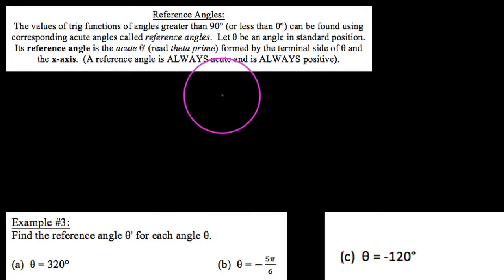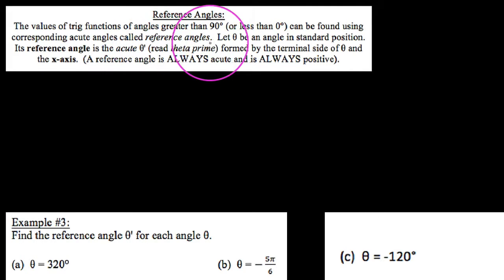In this video, we're going to define reference angles and talk about how you can find them. So let's start with this. What is a reference angle in the first place? Well, the values of trig functions of angles greater than 90 or less than 0 can be found using corresponding acute angles called reference angles.